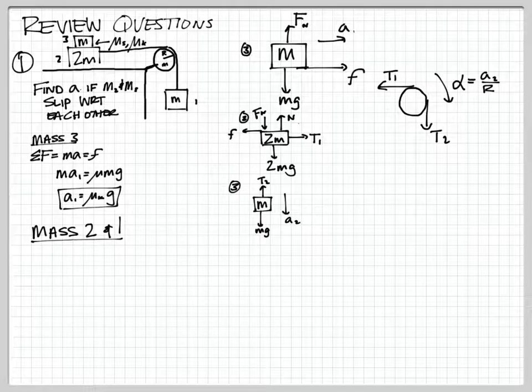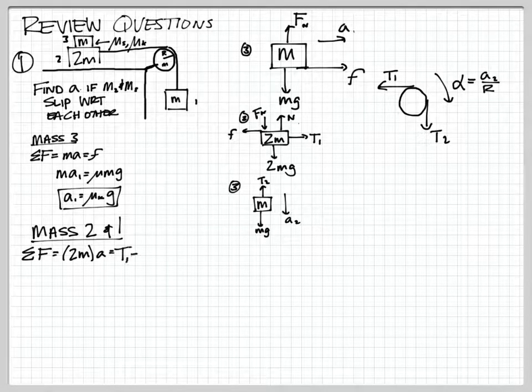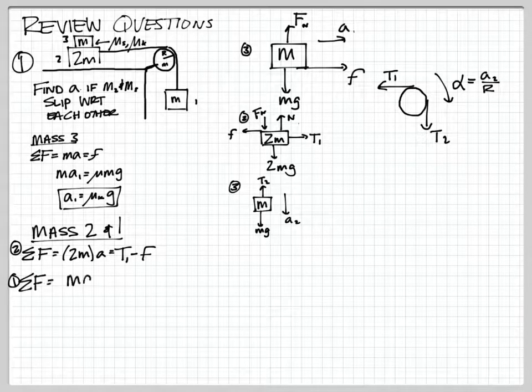Now we're going to look at what's going on with the rest of them. Masses 2 and 1 are attached to each other. They have the same acceleration and it's different from mass 3. So if we look at mass 2, net force is 2ma, because it's 2m, and that's equal to the tension pulling forward and the friction pulling backwards from our free body diagram. So if we plug in what friction is, then we look at mass 1, it's mg minus T2.